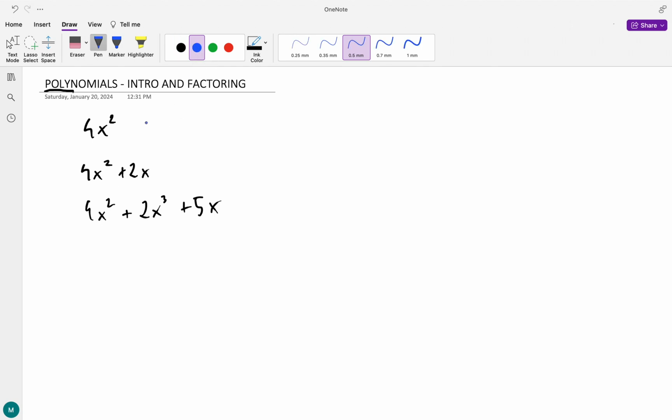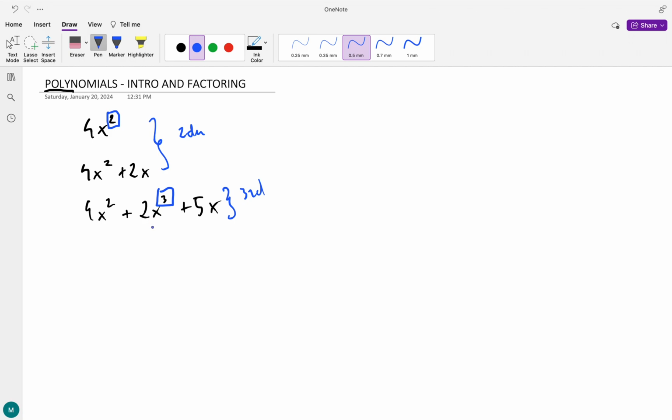One thing I want to point out is this power is also called the degree of a polynomial. So both of these are second degree polynomials. This is a third degree polynomial because the highest power we have in this polynomial is power of 3. So your highest power determines if it's a first, second, fifth, or eighth degree polynomial.